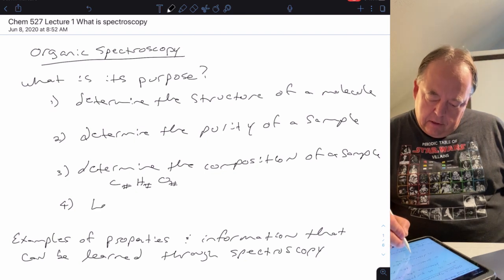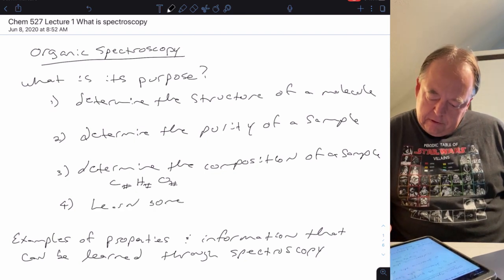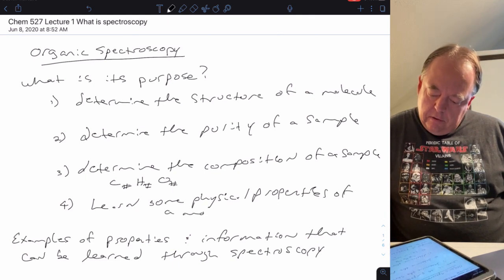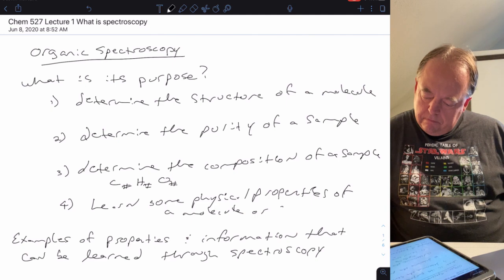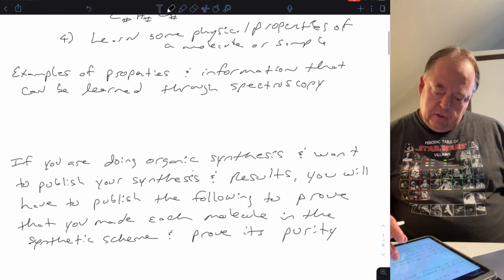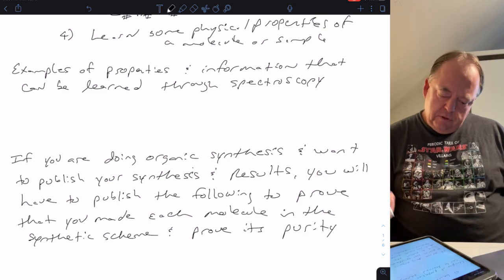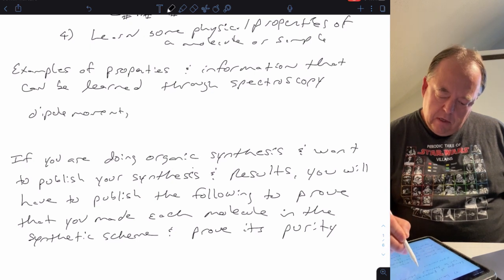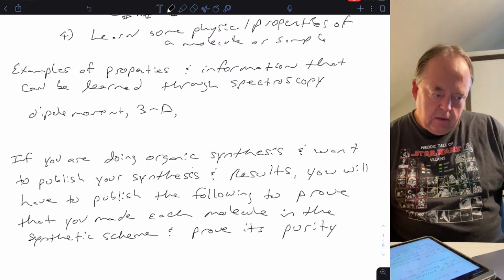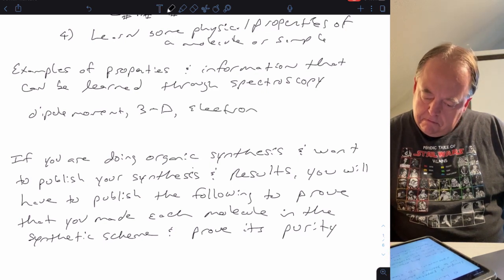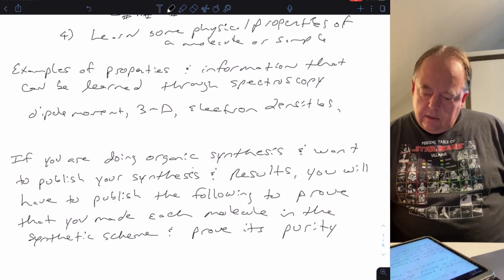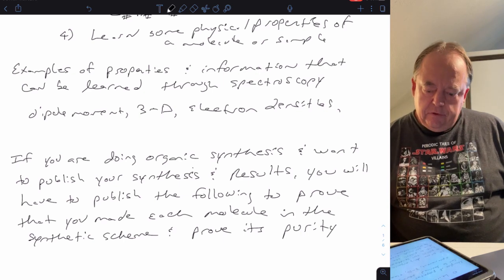And it can be used to learn some physical properties of a molecule or sample. What do I mean by physical properties? It can be used to determine dipole moment, three-dimensional shape of a molecule, electron densities. Lots of properties of molecules can be determined using spectroscopy.